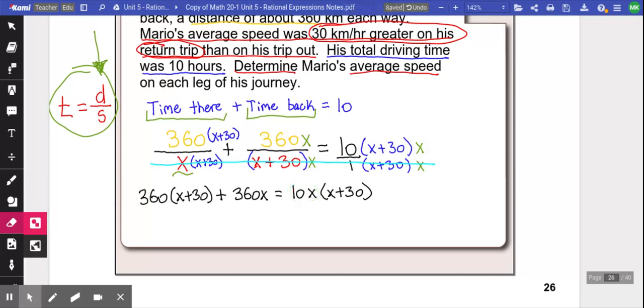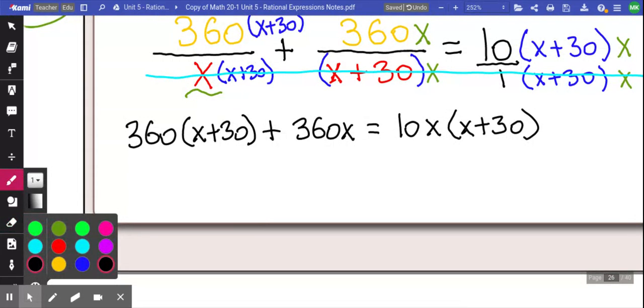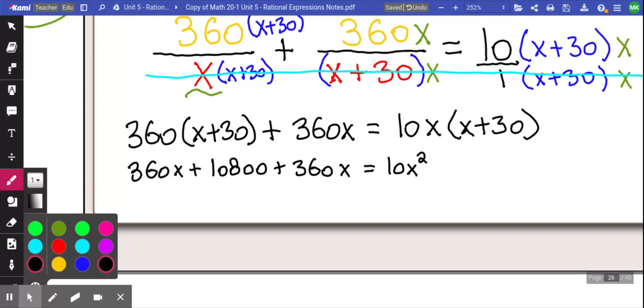Okay, to solve an equation, we have to expand. So I'm going to have to expand this thing out. This will become 360x plus, oh boy, I need a calculator. 360 times 30, so 10,800, plus another 360x equals 10x squared plus 300x.